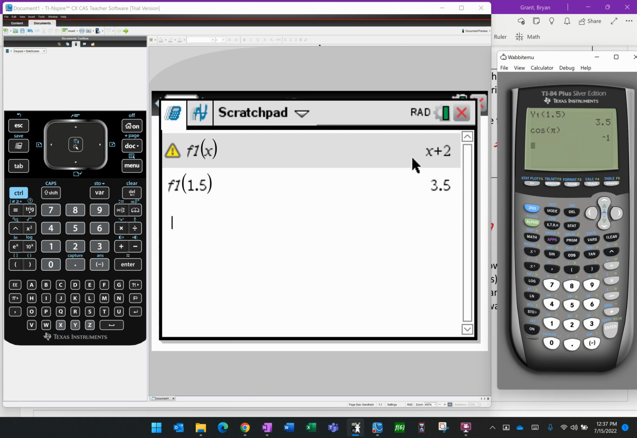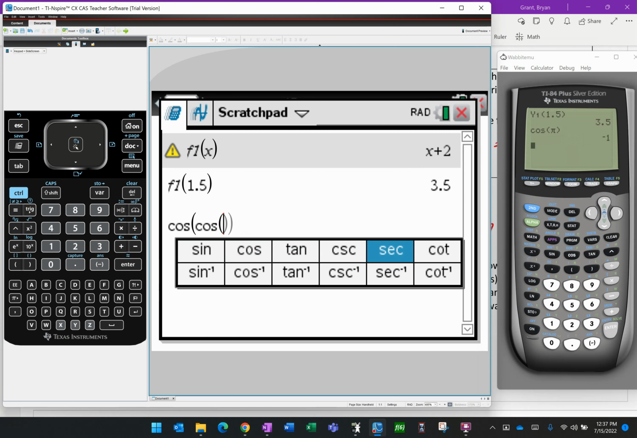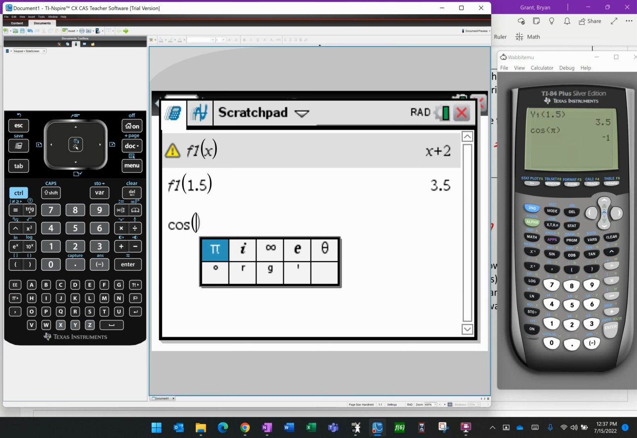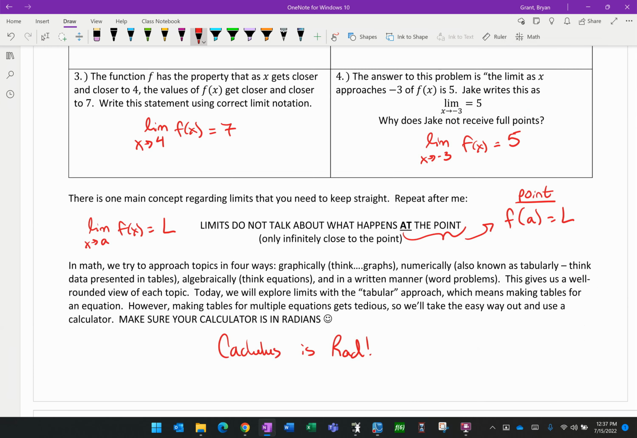And you would do the same thing on your Inspire, right? Your trig functions hide in here, and we've got our cosine, which my calculator really does not like me using the pen as an input, but that's okay. And then the pi button is hiding down here under the pi symbol, and we've got cosine of pi. Okay. There we go. So we are in radians. We are ready to get started.